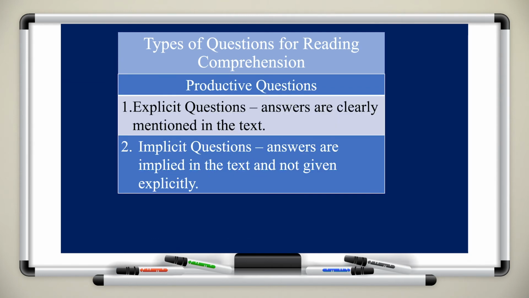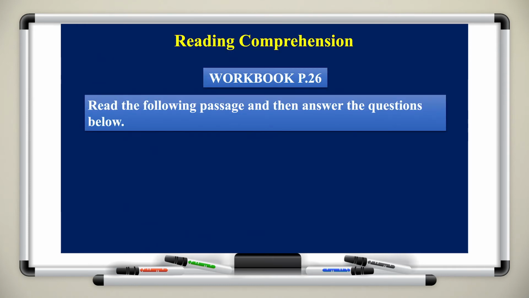The other type of questions for reading comprehension is productive questions: explicit questions, where answers are clearly mentioned in the text, or implicit questions, where answers are implied in the text and not given directly. Now, from your workbook, page 26, read the following passage and then answer the questions below. I will read the passage for you.